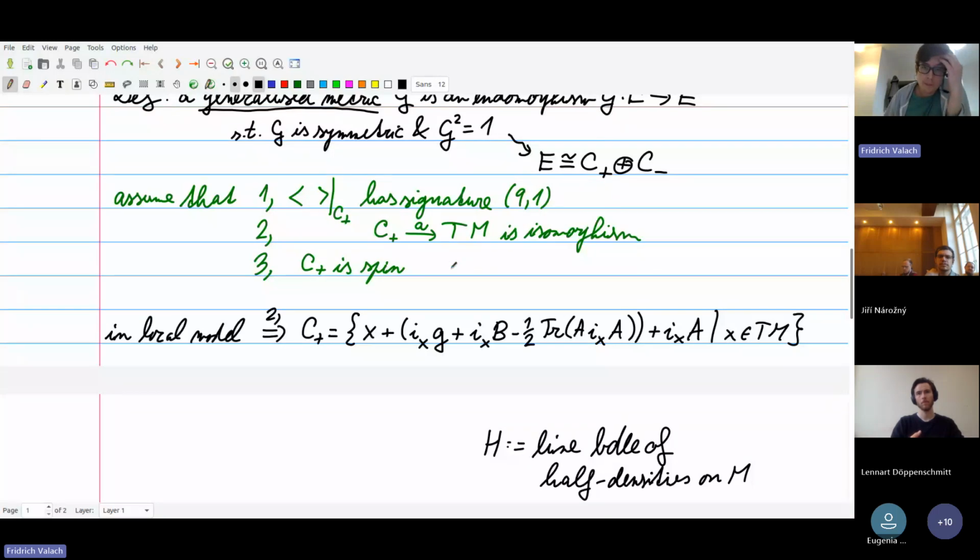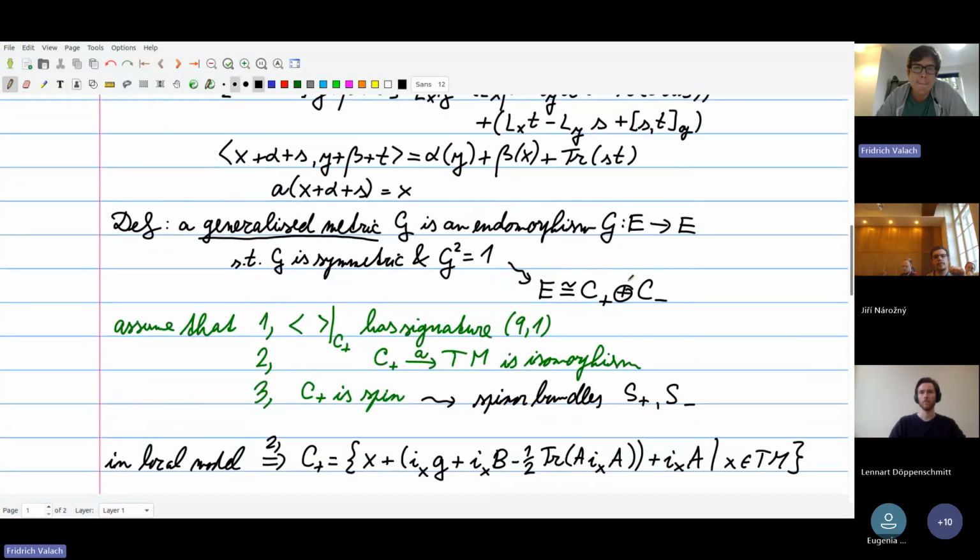And from representation theory it is known that there are two irreducible representations of the corresponding Clifford algebra. So there are two spinor bundles. Let me call them S plus and S minus. They carry a representation of the Clifford algebra. In particular, any section of C plus acts naturally on either of these bundles, or on their sum, if you want.